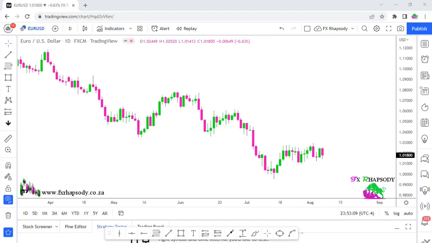Today we're looking at two currency pairs once again. We're looking at the Euro USD dollar and also the British pound USD dollar.